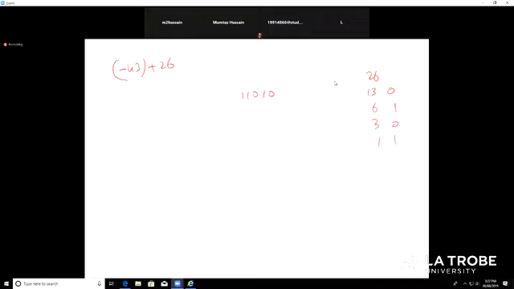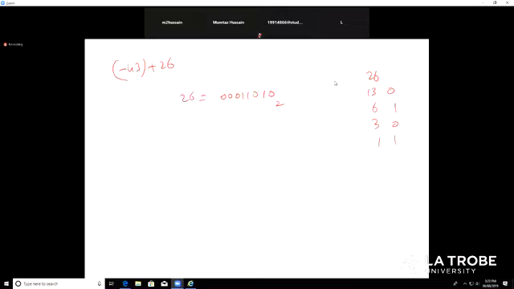So this is for 26, right? But these are not 8 bits, these are 5 bits, so I need 3 more zeros, where the first one indicates that it's a positive number, and the remaining 2 are extra zeros to make it 8 bits. So this is your 26.